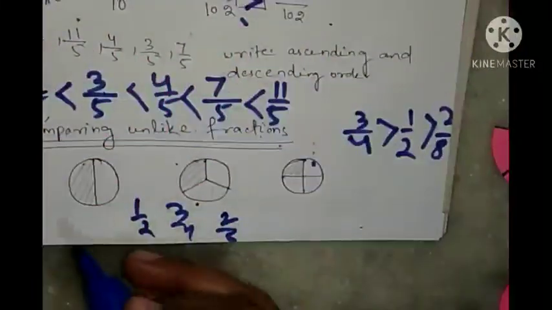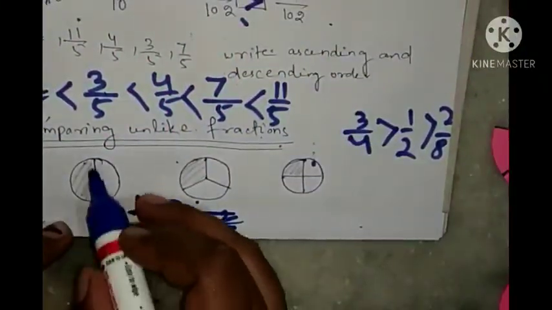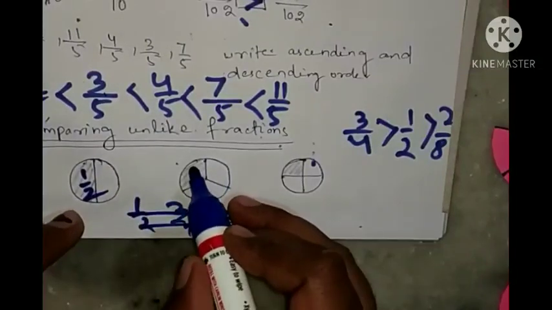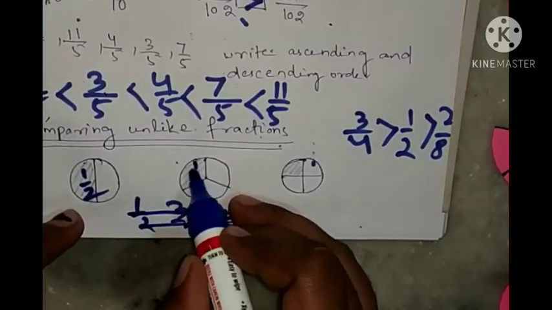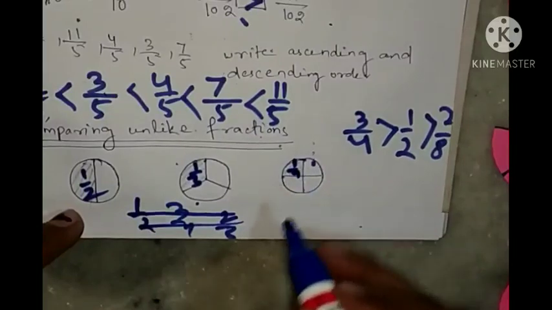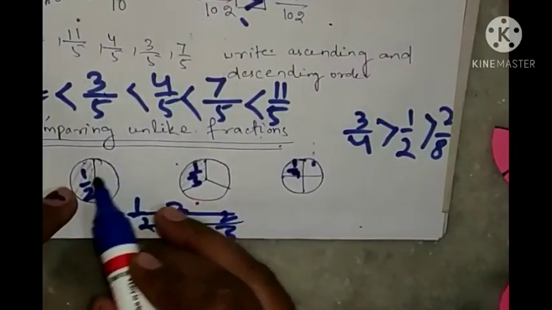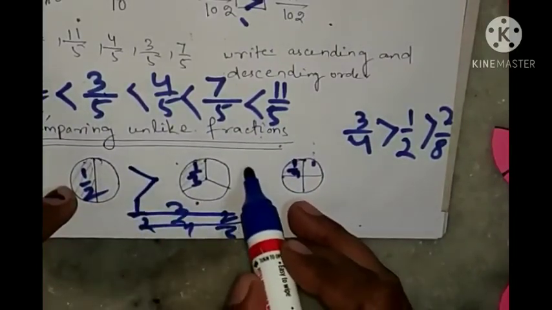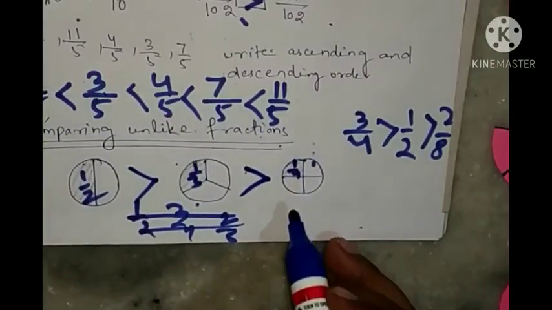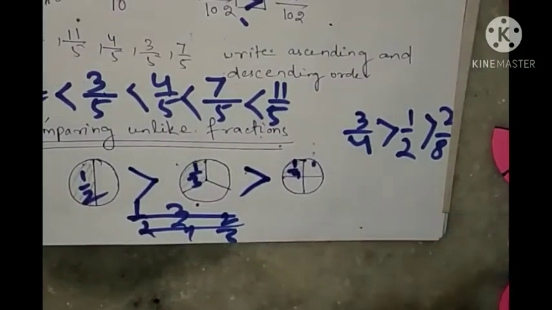Look at here what I have done. This is half, this part is 1 by 3 and this is 1 by 4. So by looking at the size, you can say that half is bigger than 1 by 3, 1 by 3 is bigger than 1 by 4. Okay, so this is the comparing.